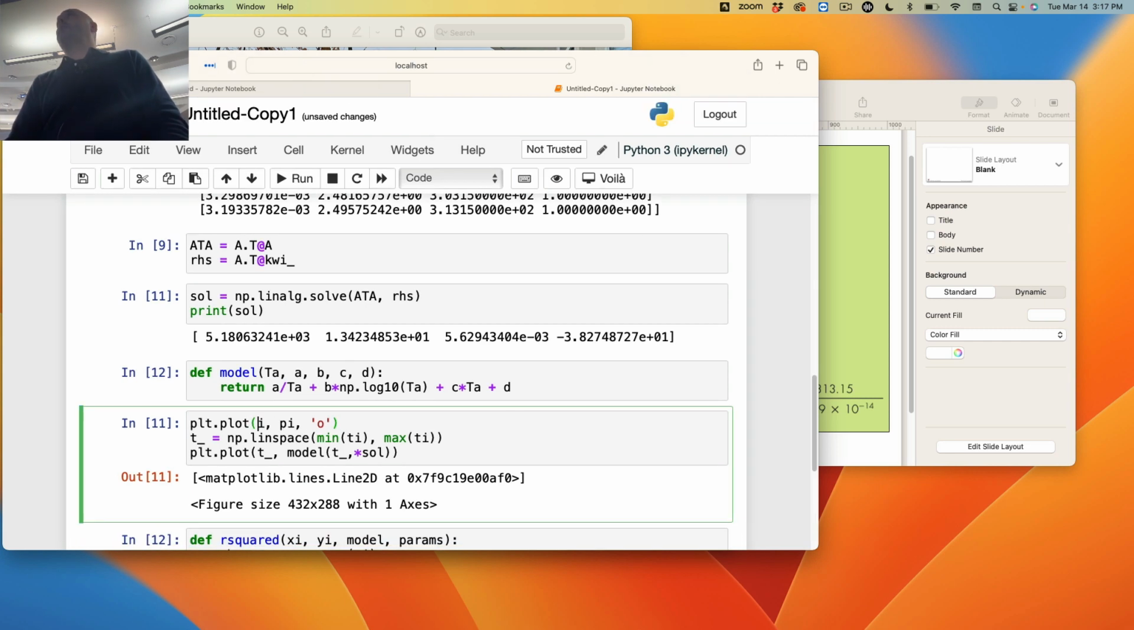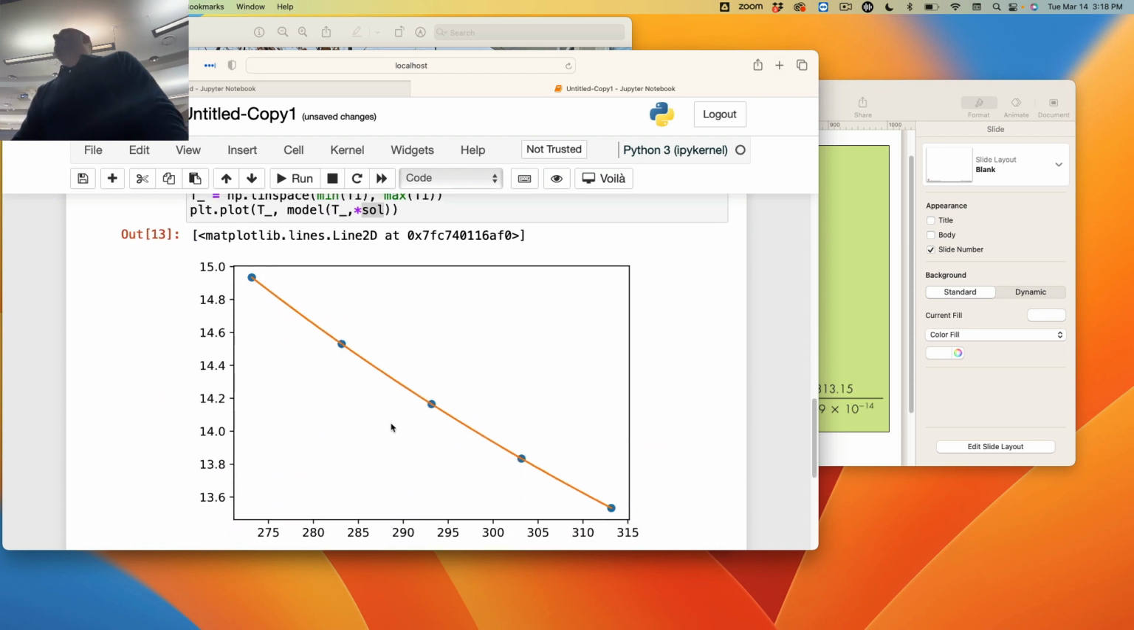Now we're going to plot our data again, plt.plot ti and kwi underscore. That's the original data. For the new temperature data, so that I plot the model, I create a linspace from the minimum input temperature to the maximum input temperature. Create 50 points in between, so I have a nice smooth curve. And then we plot the model versus t. The model, again, is going to take t as the independent variable, with star sol. And look at that. Perfect fit. Okay?